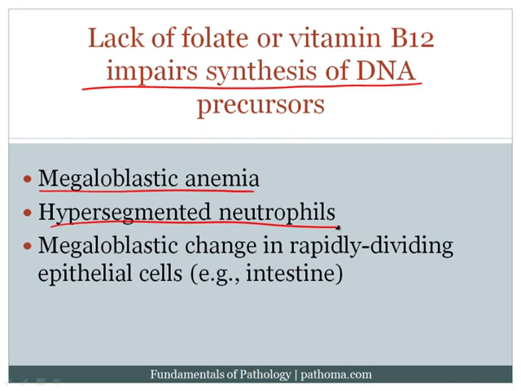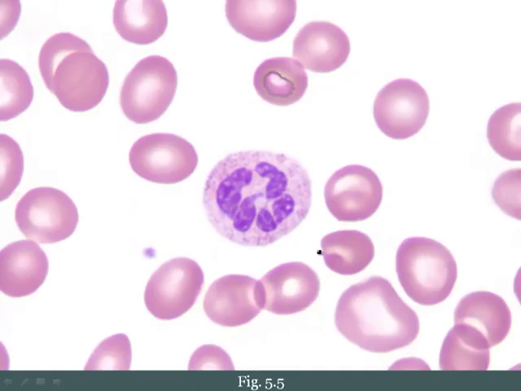Another change that we're going to see if folate or B12 is deficient is megaloblastic change in all rapidly dividing cells. So for example, if we were to look at the gut, we would see enlargement of the epithelial cells within the gut. Here's a picture of a hypersegmented neutrophil, and basically the notion here is that this neutrophil has 1, 2, 3, 4, 5, 6, 7 lobes, and again, anything greater than 5 is abnormal.